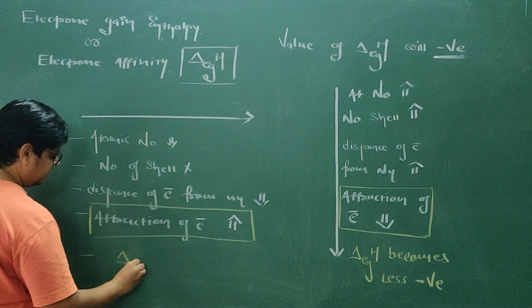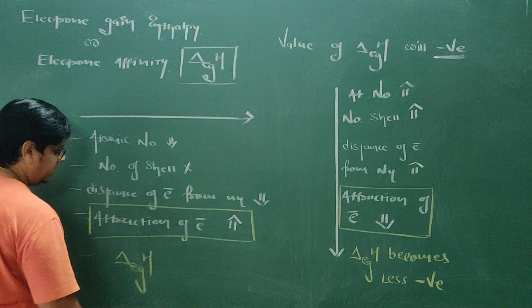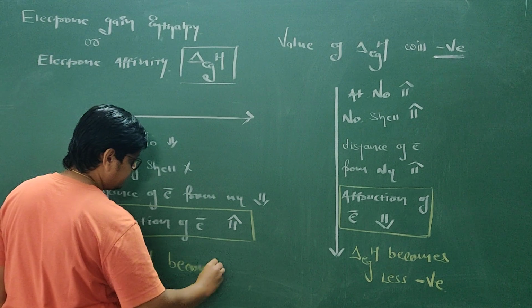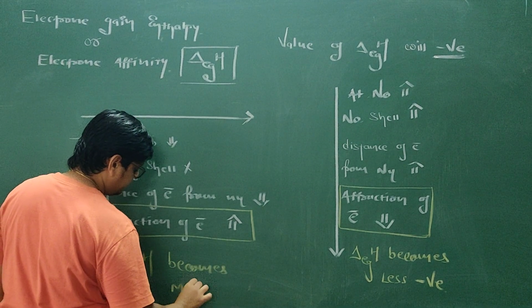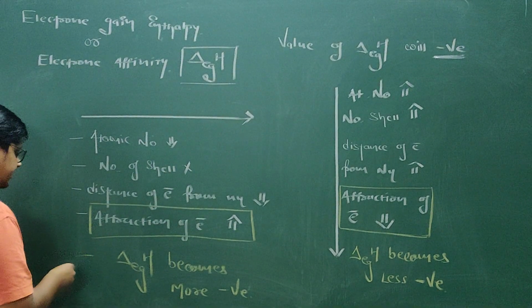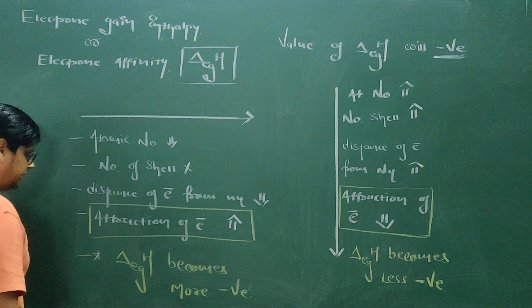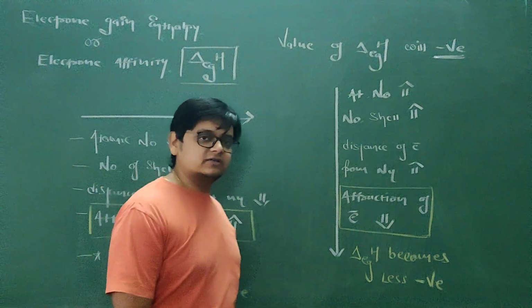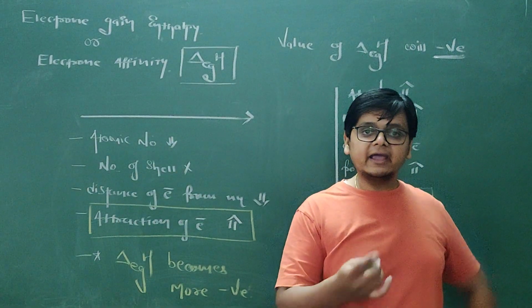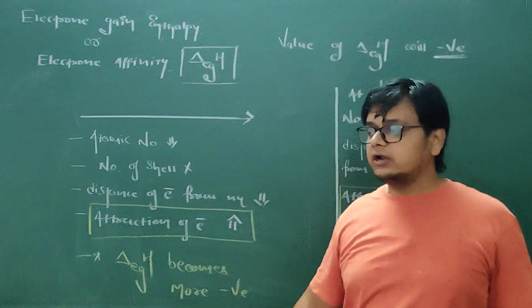So can we say delta EGH becomes more negative? This is a very conceptual, very important portion. Okay, so if you are not able to understand it the first time, rewind the video and watch this again. Okay, note this down.